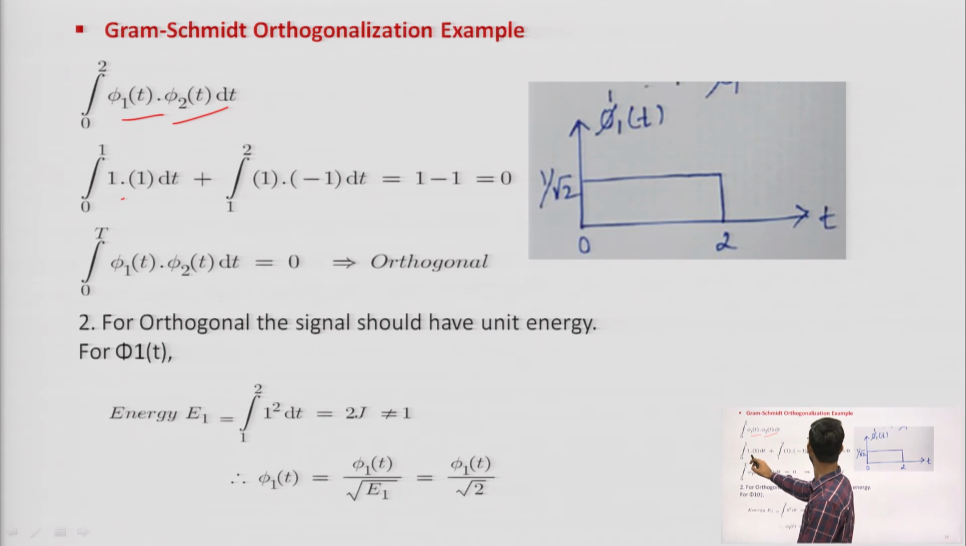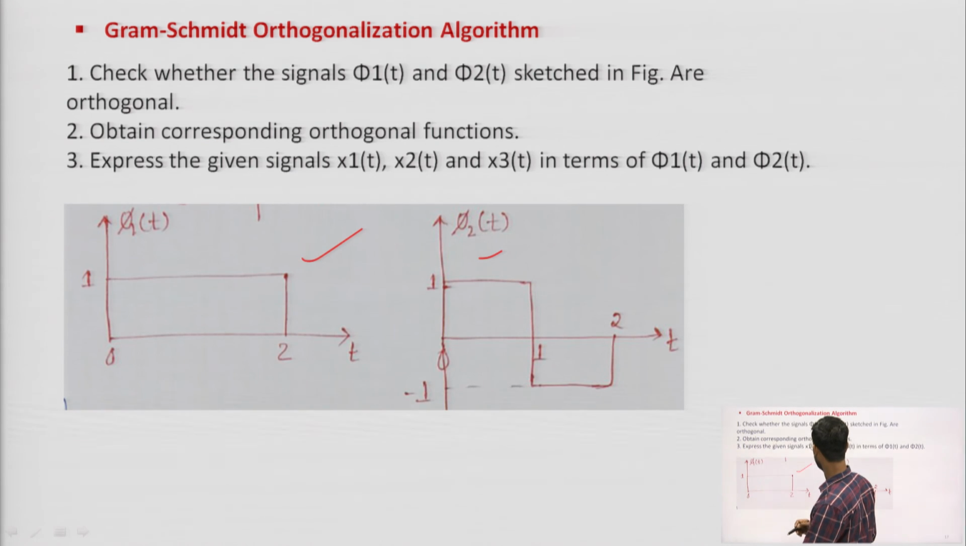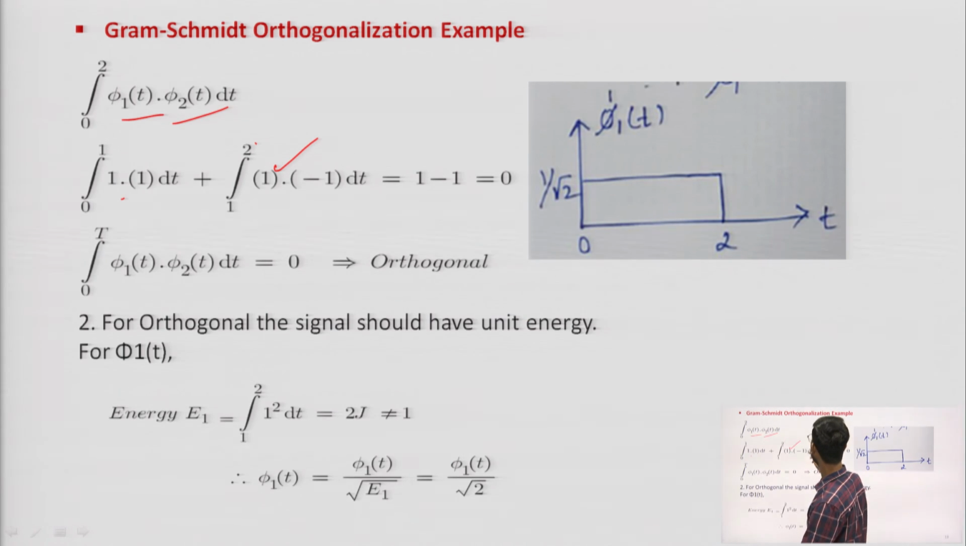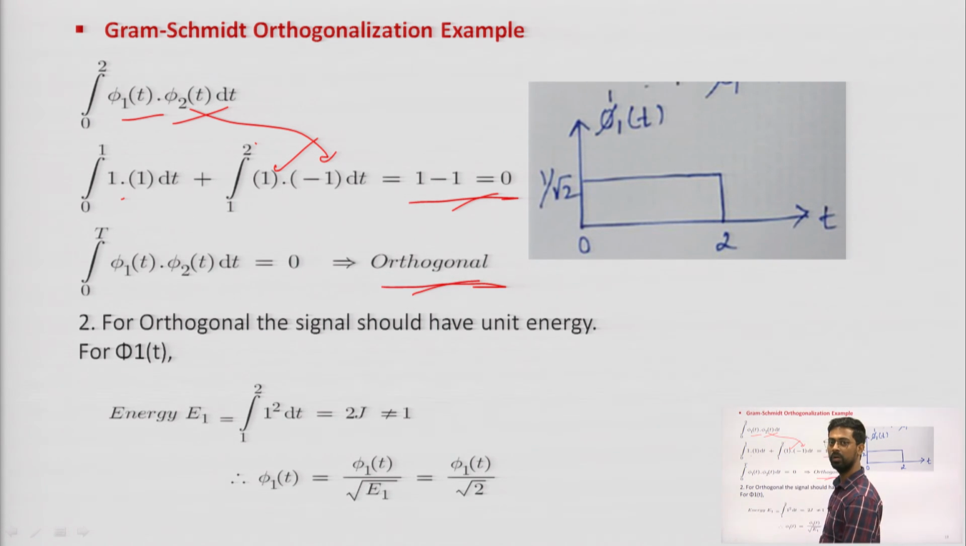So I can see that from 0 to 1, it is 1 multiplied by 1, dt. Similarly from 1 to 2, again it is 1 and minus 1, dt. This is phi 2(t). So the integral is 0, and that is nothing but orthogonal. For orthonormal, the signal should have unit energy. For phi 1(t), the energy is the integral from 0 to 2 of 1 squared dt, which is 2. It is not equal to 1.